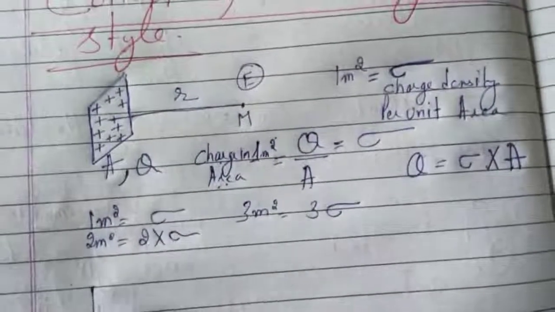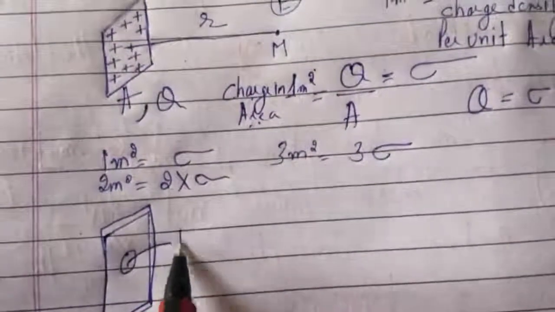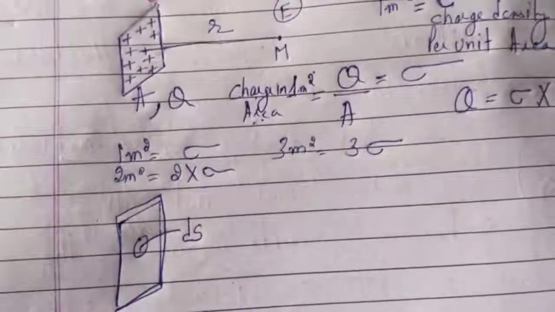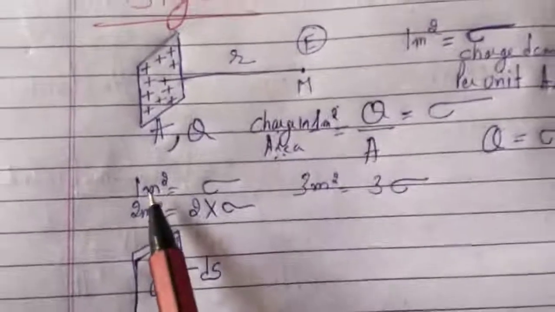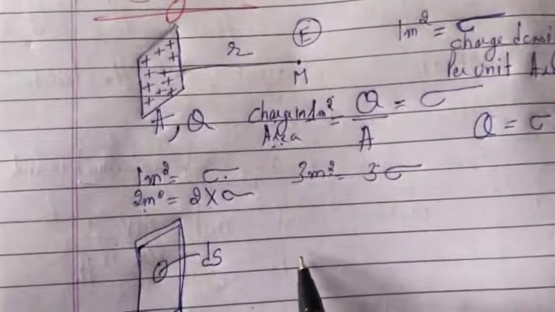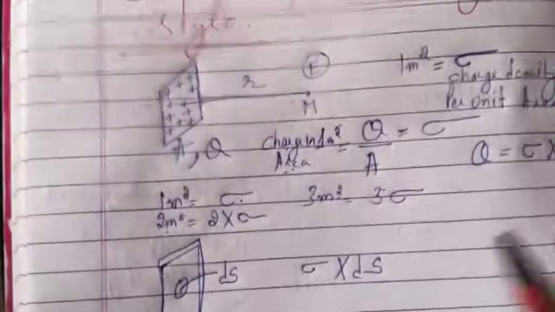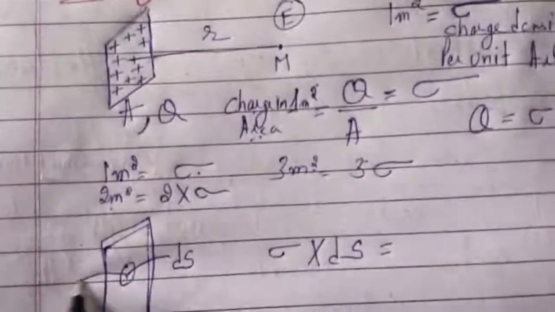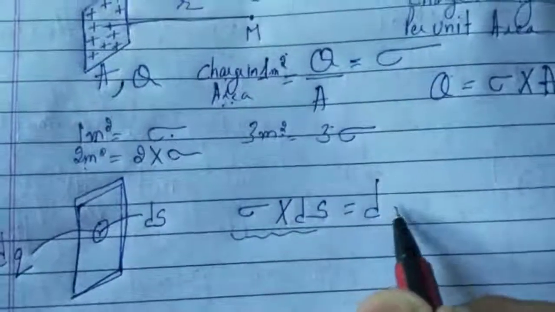Suppose you consider a small surface. This is a big surface, and now you consider only a small surface, ds. What is the charge held by this ds? 1 is holding sigma, 2 is holding 2 sigma, 3 is holding 3 sigma, so what is the charge held by the small surface ds? Sigma into ds. Suppose the charge held by this small surface is dq.